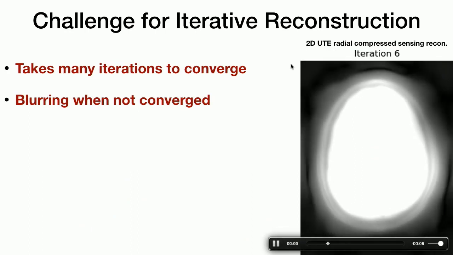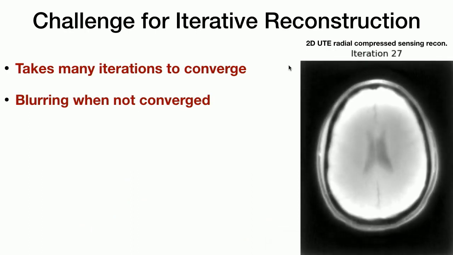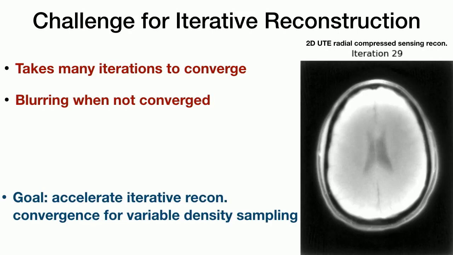On the other hand, it is also a challenge for iterative reconstruction. On the right, I'm showing a 2D UTE compressed sensing reconstruction. And you can see that even after 30 iterations, there is still significant blurring, showing that it has not converged. And so the overall goal of this work is to accelerate iterative reconstruction convergence for these types of acquisitions so that it will be more clinically suitable for applications.